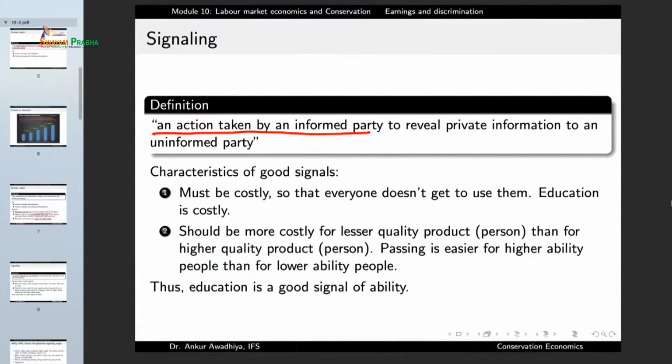Now, the employer, when he needs to know which person to hire, how is he to extract this private information? Because nobody is going to tell the employer that these are my limitations. We have a situation where certain people have private information about their abilities and disabilities, and there is another person, the employer, who needs to extract this private information out of these people. So herein comes signaling. It is an action taken by an informed party to reveal the private information to an uninformed party.